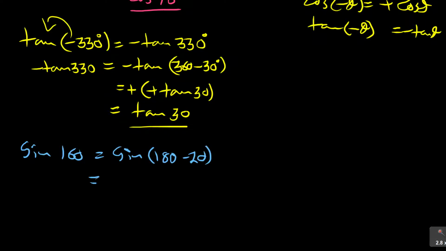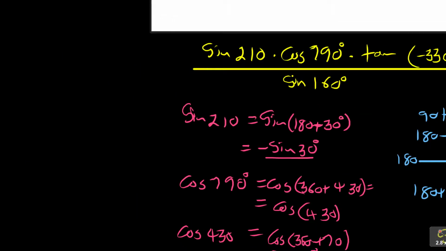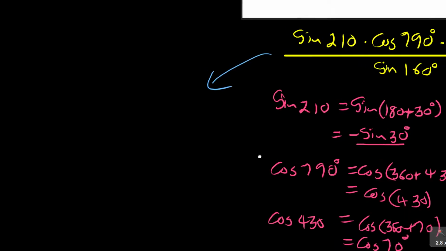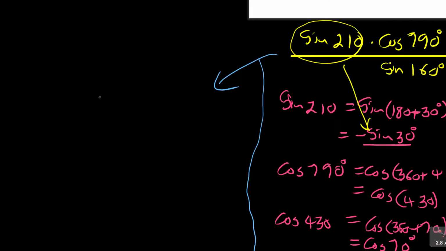And sine is positive, which is sine 20 degrees. So done. Then you bring all this together. You come here and say this, I'll take it like this. So where there is sine 210, I write what? Negative sine 30. So this is same as saying where there is that, I write that, because that's what it simplifies to, and so on.